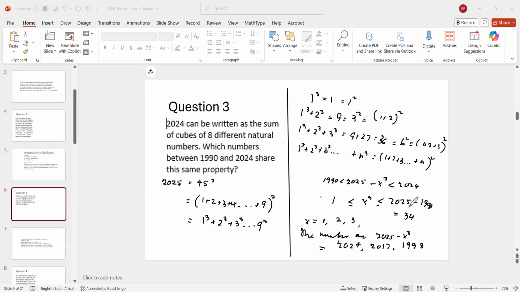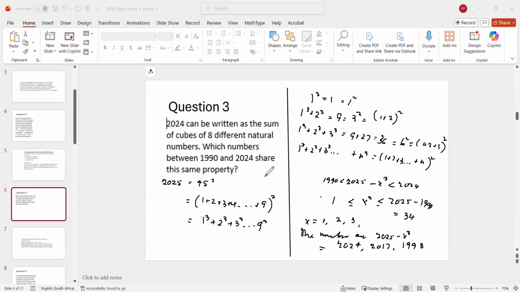Just a select few numbers. For instance, if you want to know what this is, here you have taken away 1. So it will be 2 cubed plus 3 cubed plus 4 cubed all the way up to 8 cubed that will give me the first answer. Like that you can get the others. So that takes care of which numbers.